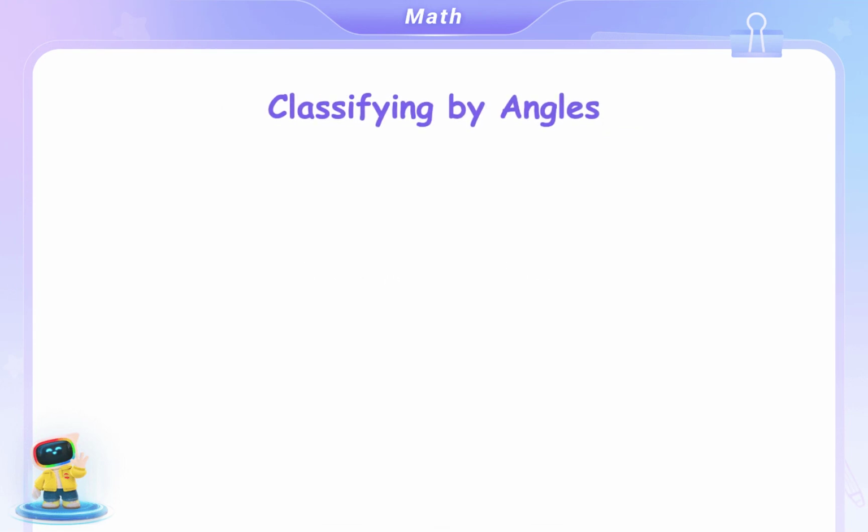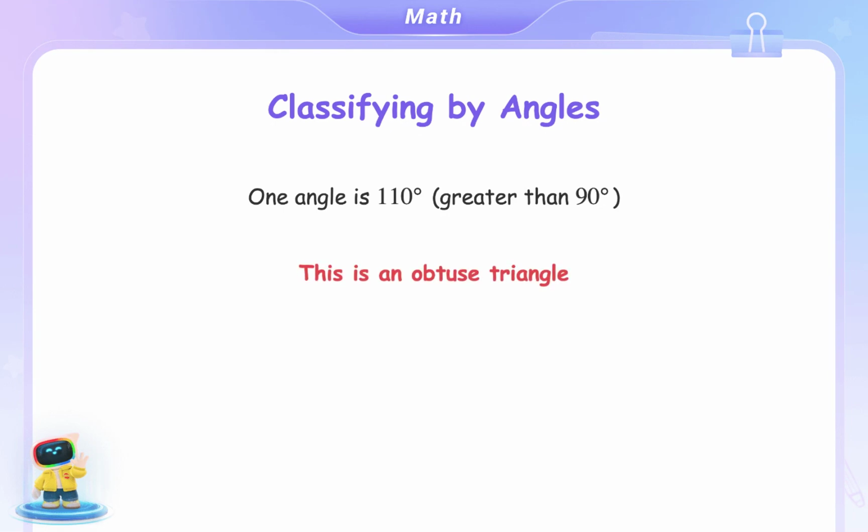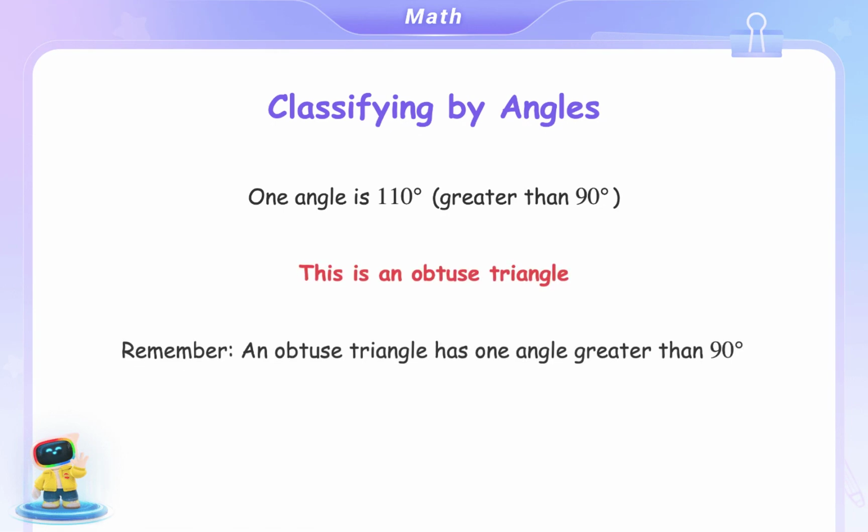Now, let's classify this triangle by its angles. One angle is 110 degrees, which is greater than 90 degrees. This means it's an obtuse triangle. Remember, a triangle with one angle greater than 90 degrees is called an obtuse triangle.